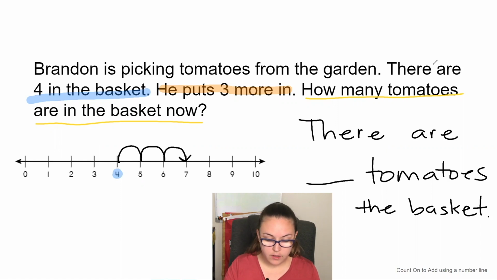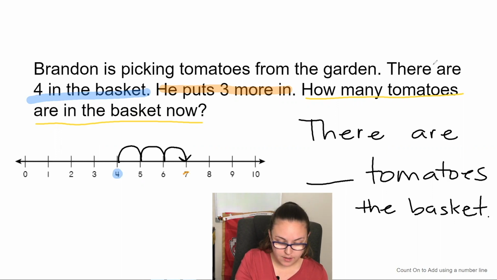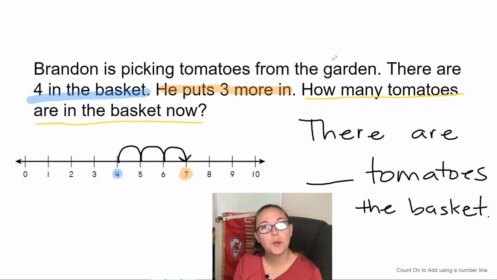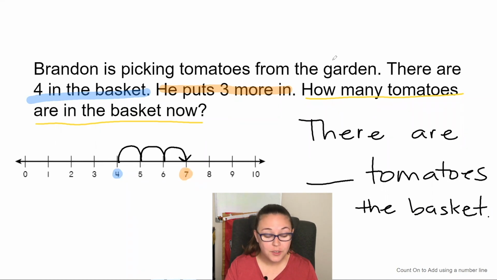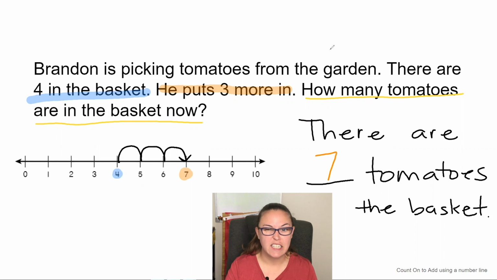I'm going to put my finger on the answer to our question. I'd like you to do the same on your number line. Are you ready? My answer is 7. What's your answer? Did you also get 7? Great job. So when we go to fill in our answer, how many tomatoes are in the basket? If you said 7, you're correct. Are you ready to try one more? There's one last problem for you today.